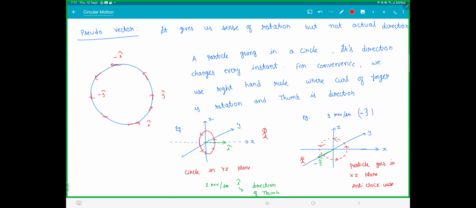So pseudo vector is mostly a convenience. You don't want to get into the headache of finding direction every instant. So if someone tells you the particle has a rotation of 10 revolutions per second I cap, he doesn't mean the particle is going along the x-axis. What he means is put your thumb along the x-axis and the fingers will give you the direction of rotation. Is this making sense, everyone? We have done more examples in vector, pseudo vector. Same thing we did there also. But I thought I'll just brief it up one more time.